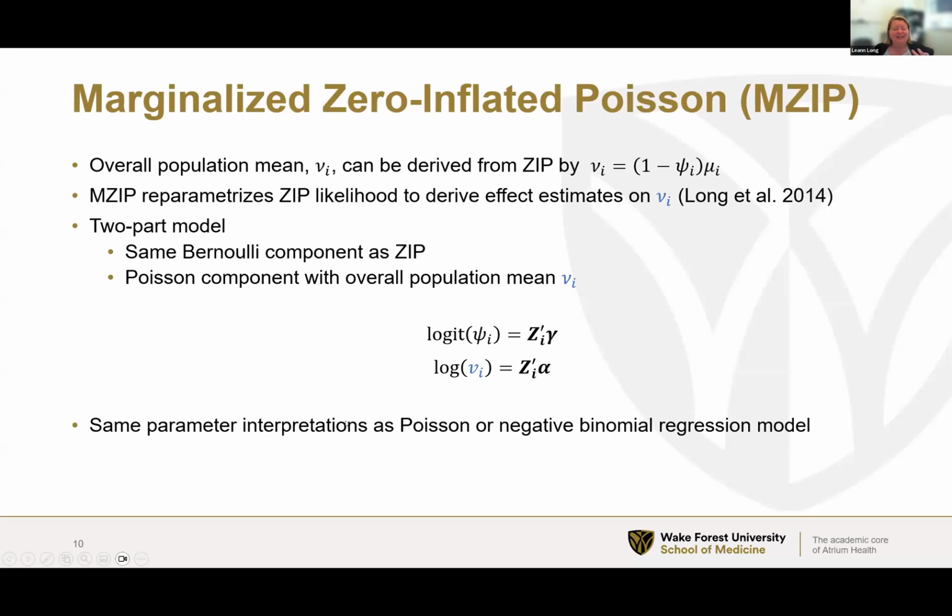And so that led, it makes me feel old, 10 years ago, in part of my dissertation, I proposed the marginalized zero-inflated Poisson model, whereby I reparameterized the ZIP likelihood so that rather than estimating exposure effects or covariate effects on a latent class, we still have a two-part model with the same first component as the Bernoulli in the ZIP model, but the second component we actually directly model the overall mean as a function of our covariates. And so what this allows, we're marginalizing over the two processes of the ZIP model, but we're getting the same parameter interpretations as a Poisson or negative binomial, meaning changes in the overall mean, which based on a lot of our work was what a lot of our investigator colleagues were interested in.